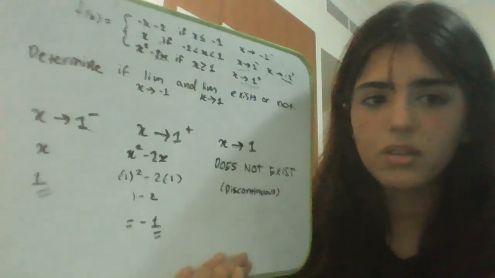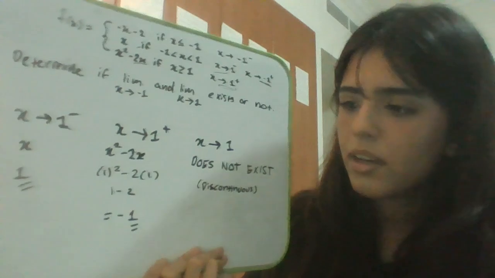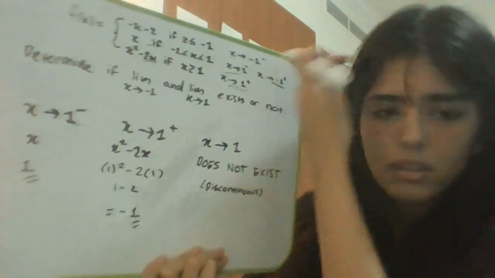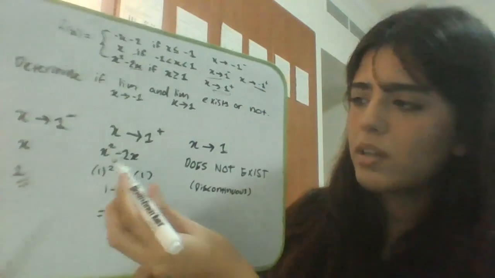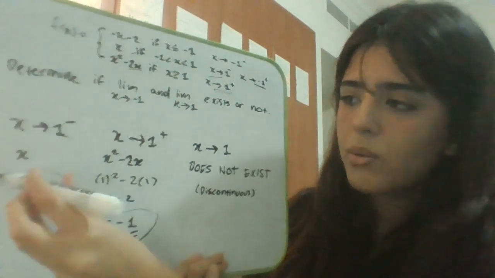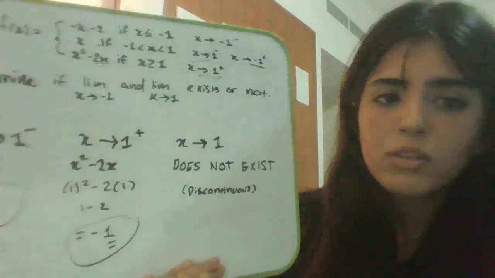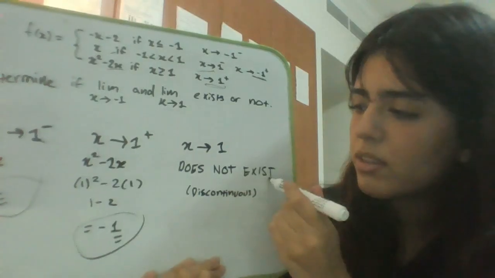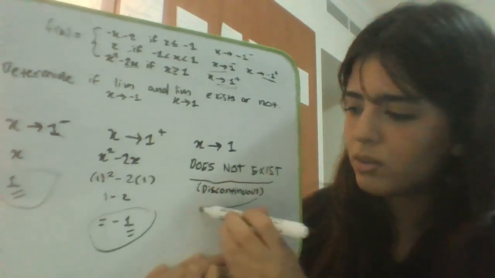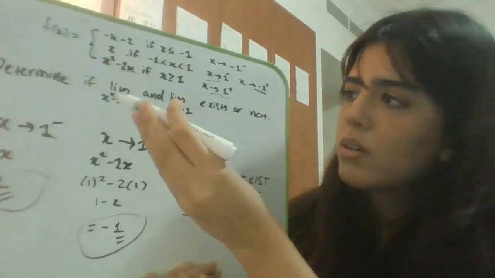Okay, guys, I plugged in 1 into each equation to find the answer, and I got that the left-sided limit equals 1, and the right-sided limit, after plugging in 1, I get 1 minus 2, which is -1. So our left and right-sided limits are not the same value. They're not equal. So that makes x approaching 1, the limit does not exist for x approaching 1, making it also discontinuous.